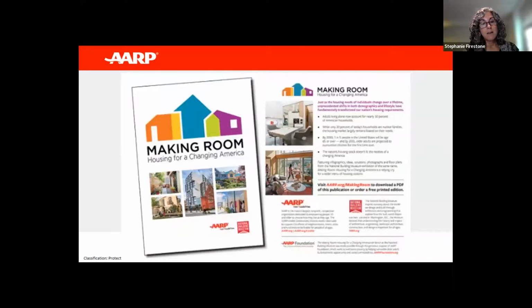Next. So this is another document that I thought might be of interest. It started essentially with AARP Foundation, which is our charitable arm, sponsoring an exhibit at the National Building Museum in Washington, D.C. The exhibit was called Making Room, Housing for a Changing America, and it talks about that disconnect between America's demographics and what our existing housing options are.